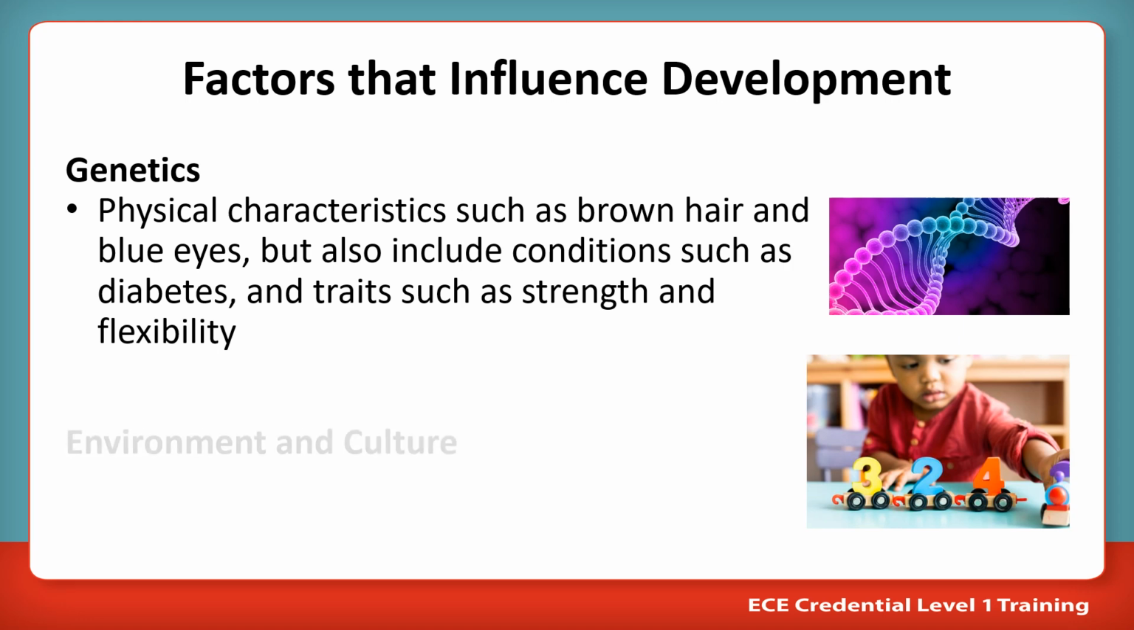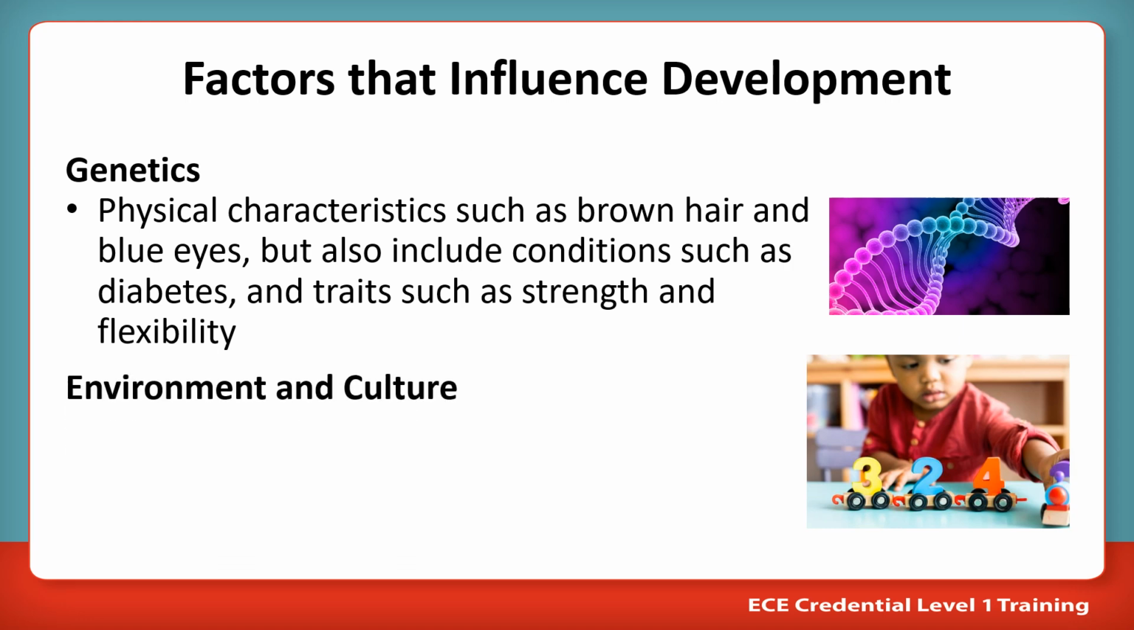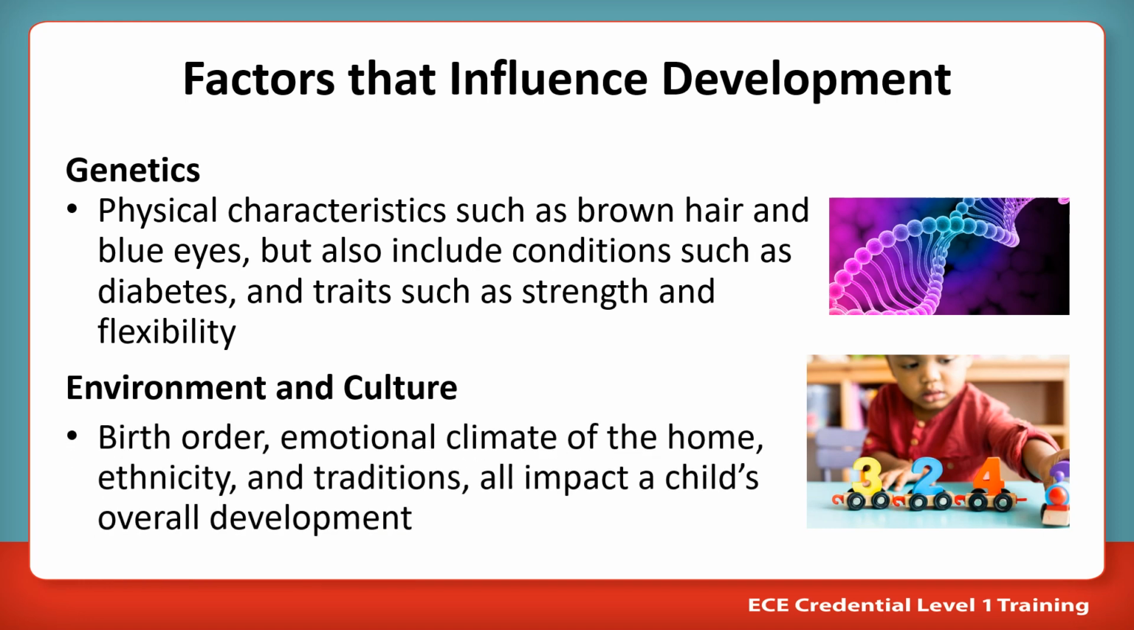The second one down here looks at environment and culture. So picture there is a little child with a little train that they may have put together, and this shows that they have an environment that is kind of rich, and they have things to play with and things to learn from. So this picture I chose to represent environment and culture. Other parts of this, birth order, the emotional climate of the home, whether it's a happy home or a stressful home, a busy home, whatever kind of home it is, that will impact the child's development. A child's ethnicity, family traditions, all these things have an impact on the overall development of a child.